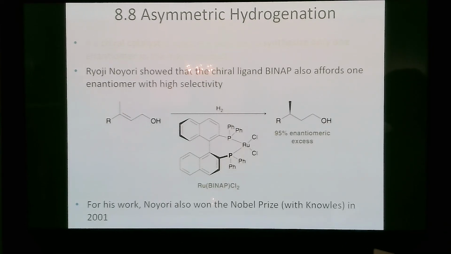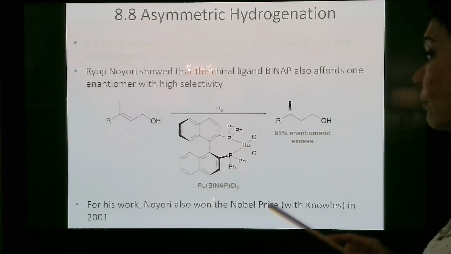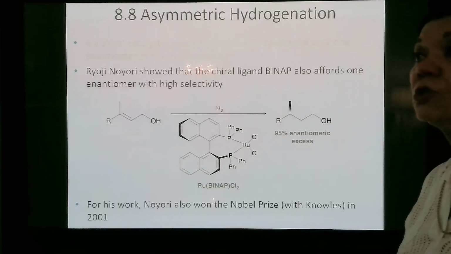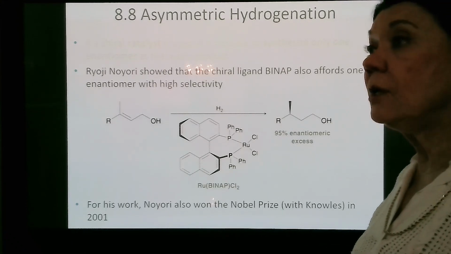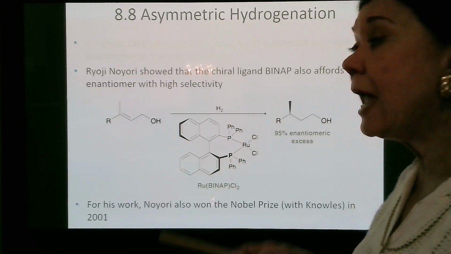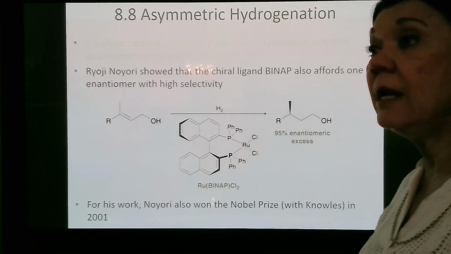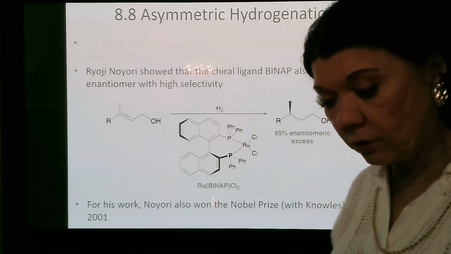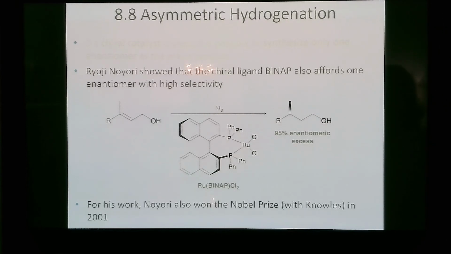And so I don't think that it is necessarily so important for you to remember this specific result. The main thing is just to remember that these chiral catalysts do exist, have been used, and can generate chirality in a reaction where you wouldn't normally see it. That's the important thing to remember from this point.